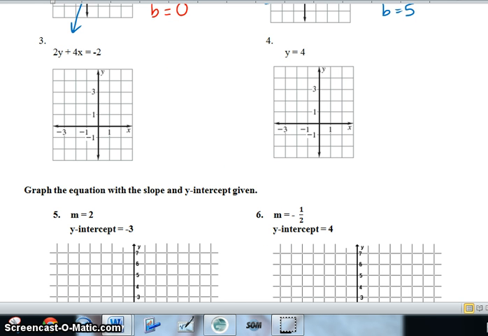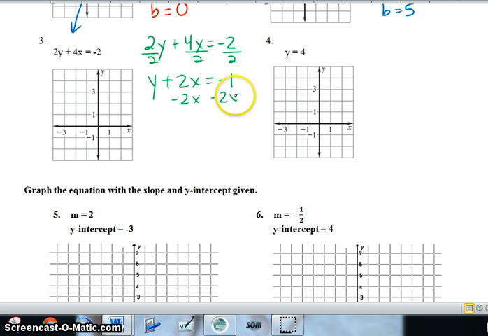Now moving on to number 3, we have the equation 2y plus 4x equals negative 2. Now first thing we want to do is divide out a 2 from every term, because we do not want a coefficient in front of the y value. So we will get y plus 2x equals negative 1. Subtract 2x from both sides, and we will get y equals negative 2x minus 1.